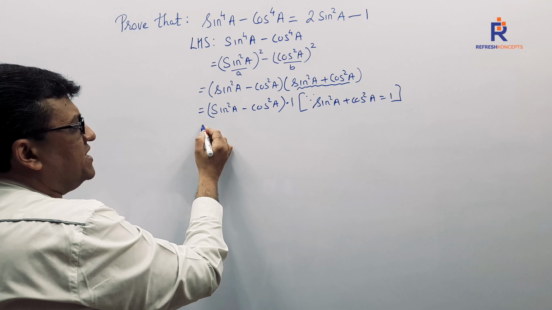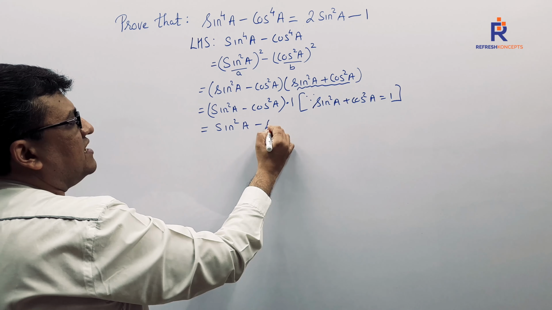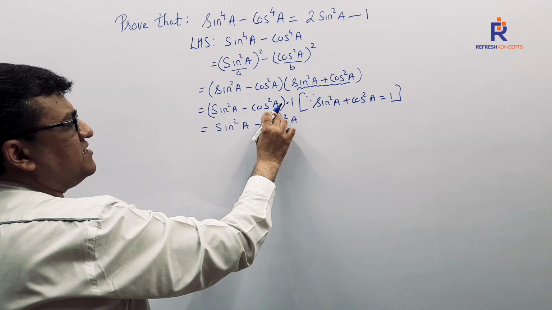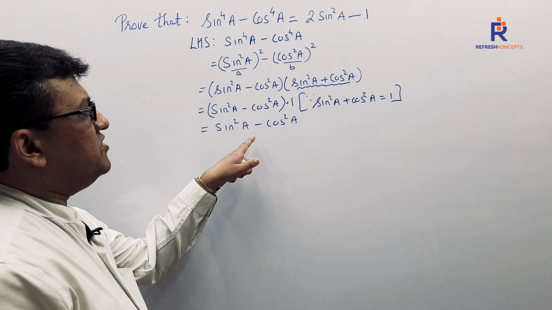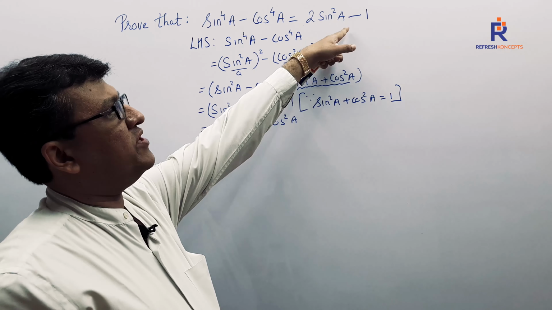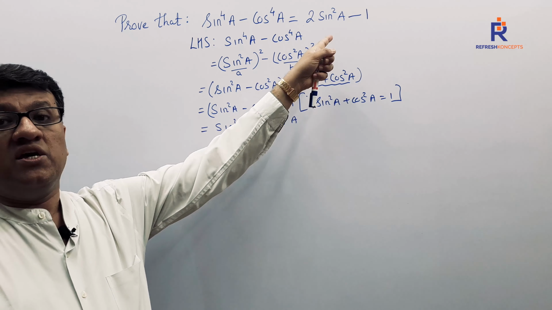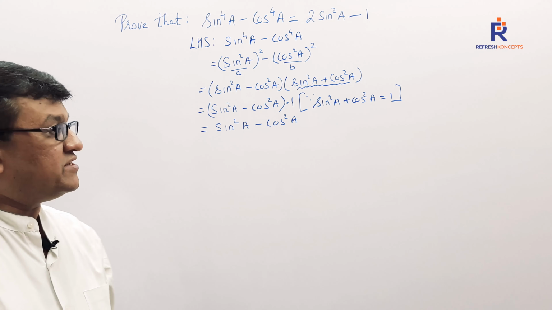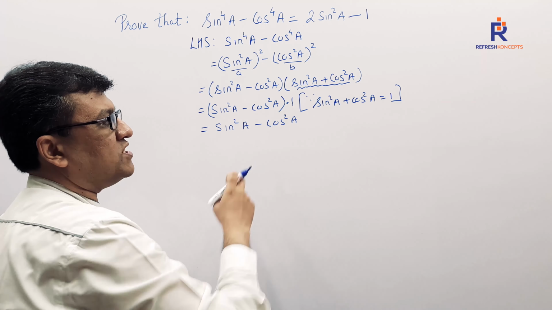Now children, I'll write down this particular statement once again so that we don't have any more parentheses. Now after this, I look at my question. My question has 2 sine square a minus 1. So there is no cos square a in my RHS. We don't want any cos square a, but as of now, we have cos square a. That means we want to get rid of this cos square a.